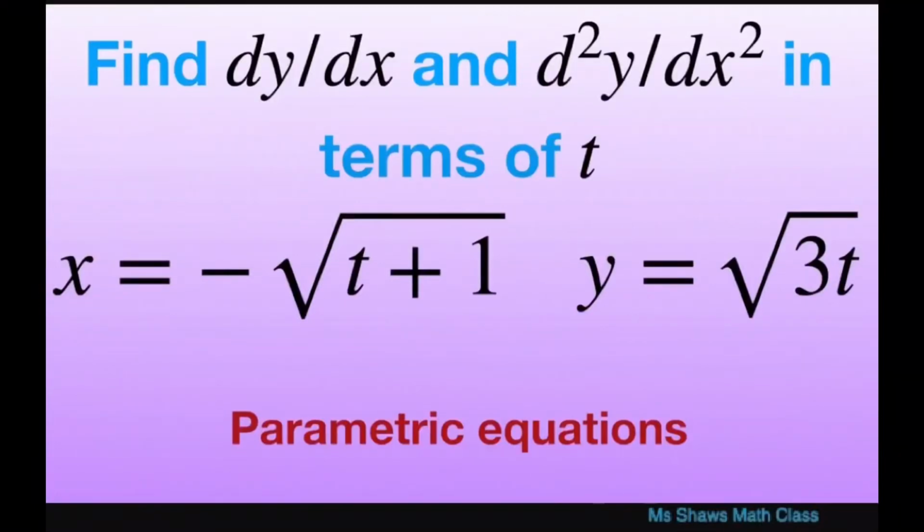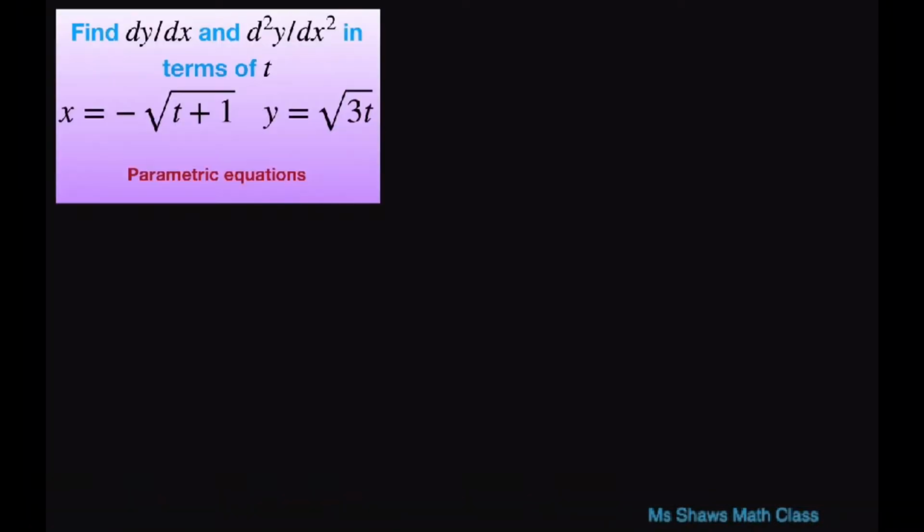Everyone, we're going to find the first and second derivative in terms of t for our two parametric equations. So let's get started, and notice that the derivative of y with respect to t over the derivative of x with respect to t, so what happens is these cancel out.